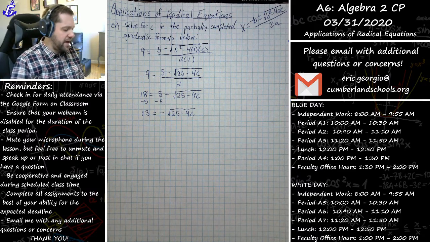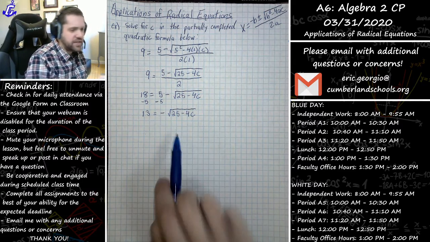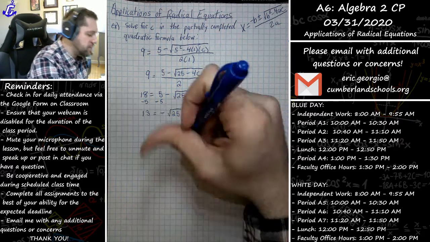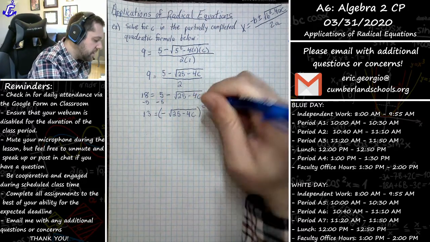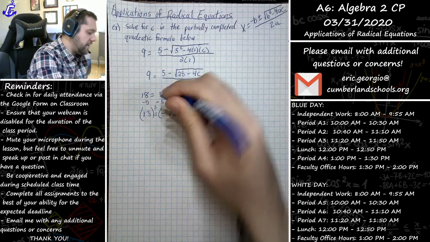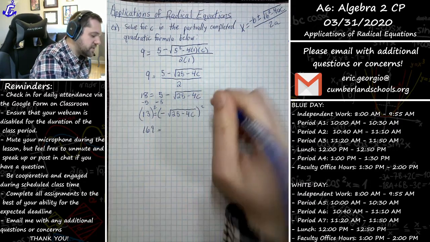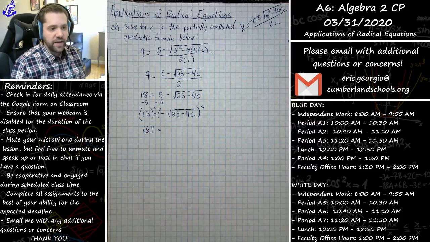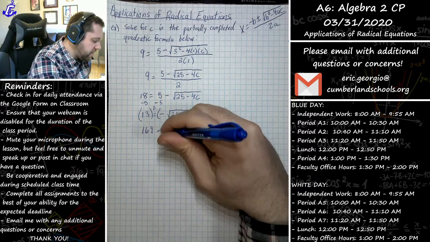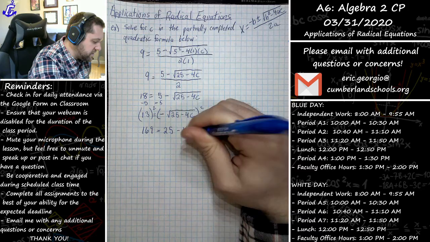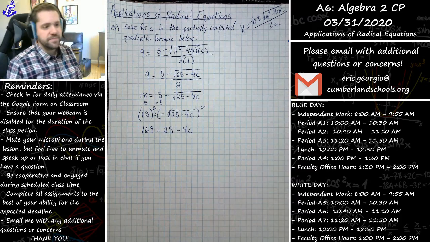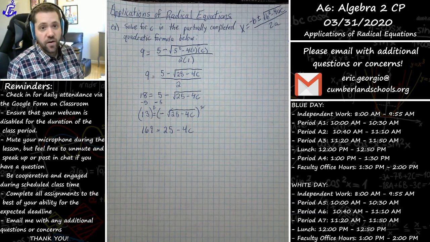So keep in mind that, yes, you could move this negative sign around, but don't worry about it too much, because when you square both sides, you're going to see that 13 squared is 169. Negative 1 squared is just positive 1 anyway, so it really doesn't even matter. I get 25 minus 4c because the square root and square cancel out. Hopefully everybody's all set on that.